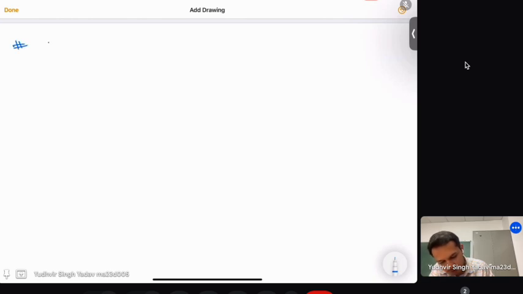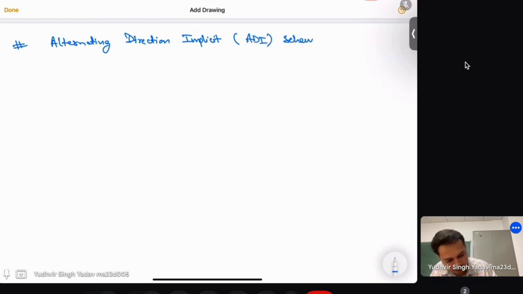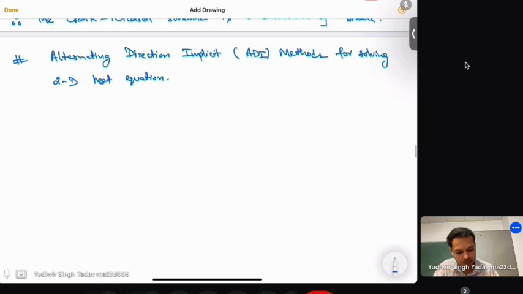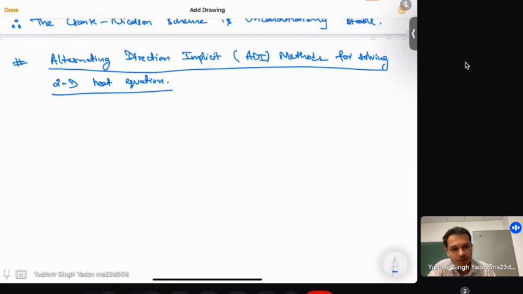So our next topic is the ADI scheme, or you can say alternating direction implicit scheme, or you can say ADI method, for solving the two-dimensional heat equation. So first we will see why we even need these ADI methods.